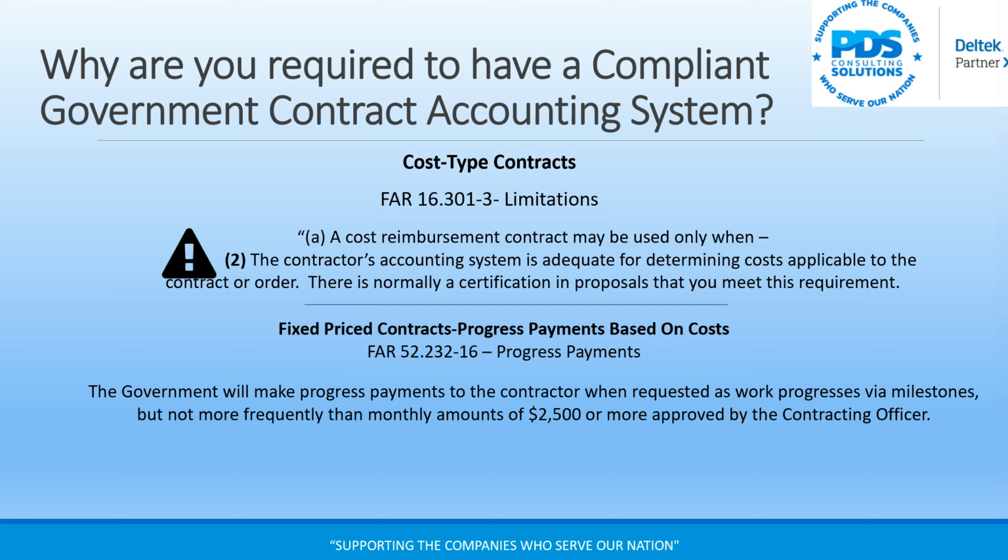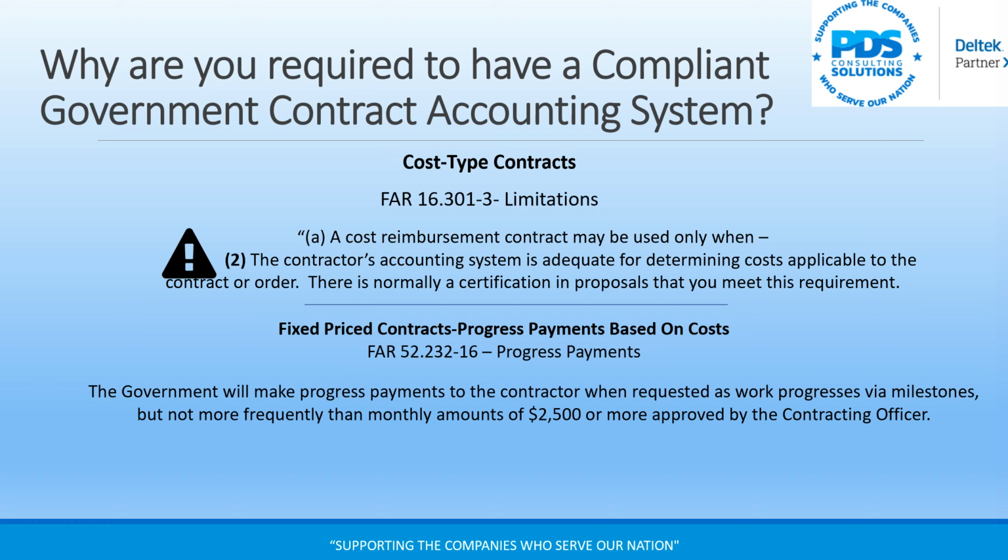So we're going to start out with why you're required to have a compliant government contract accounting system. It comes from the FAR, the Federal Acquisition Regulations, which I'm sure most of you are familiar with, based on cost-type contracts. The first requirement specifically in the FAR is FAR 16.301-3. It speaks to the fact that cost reimbursement contracts can only be used when the contractor can prove that the accounting system is adequate and can determine costs applicable to projects, contracts, work orders, task orders, that you can actually track that cost and report on it.